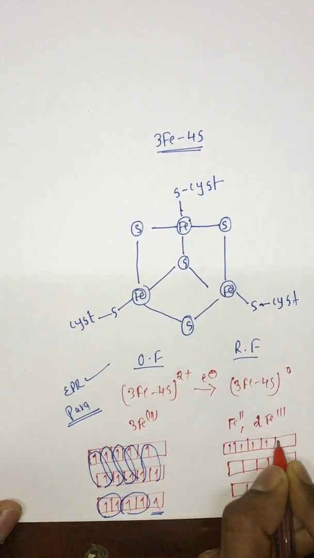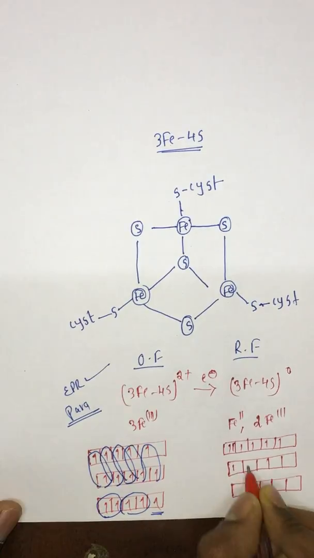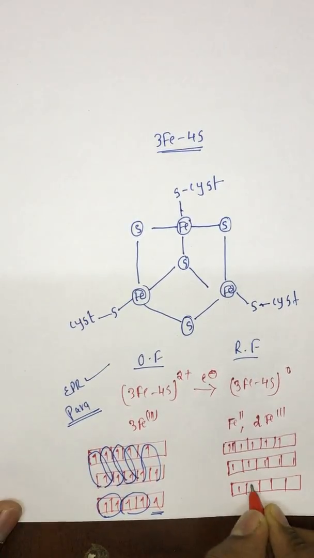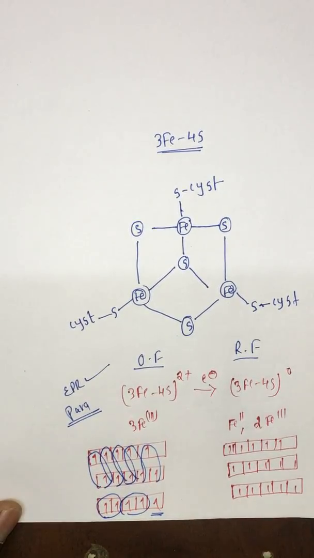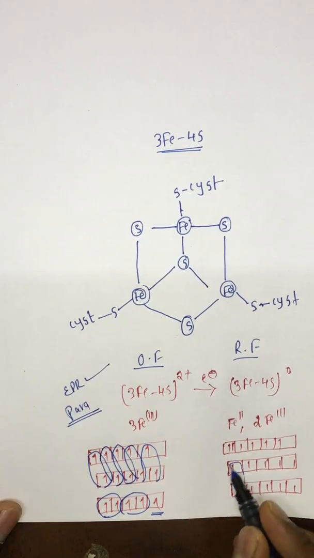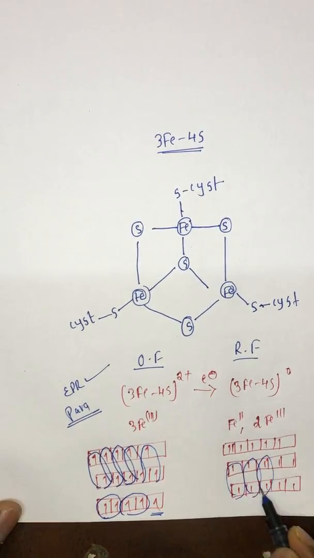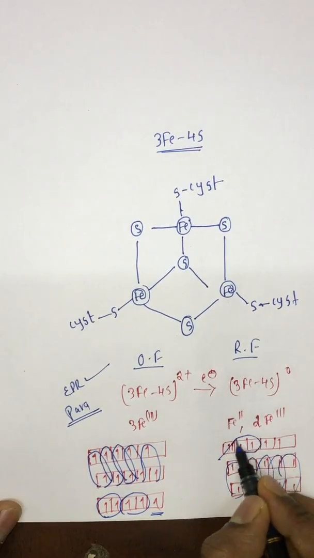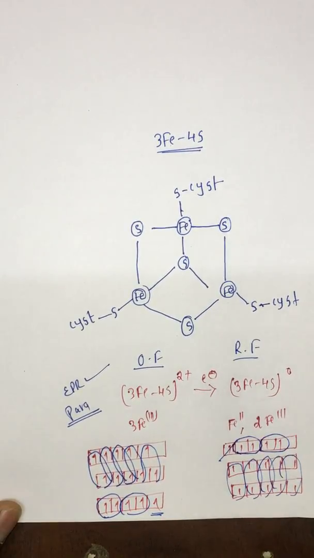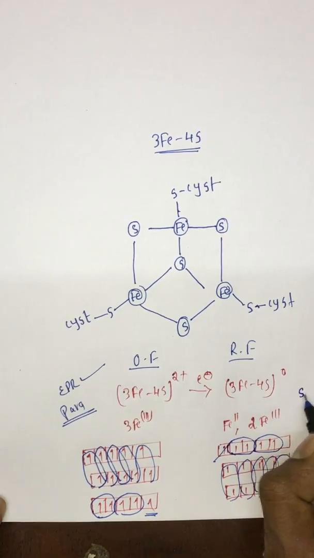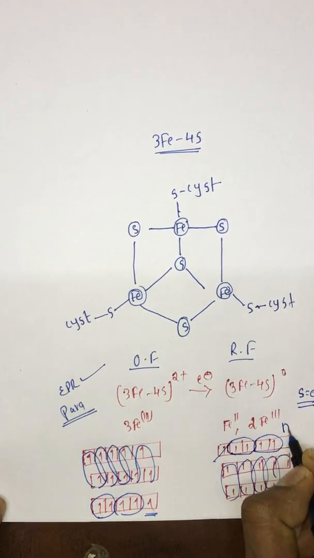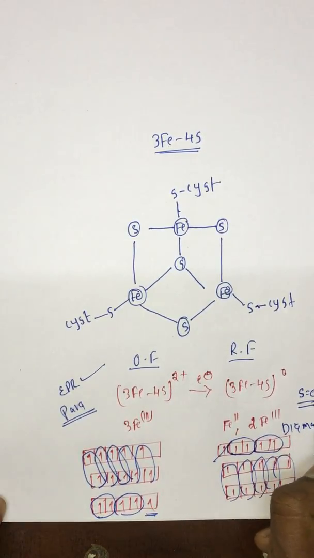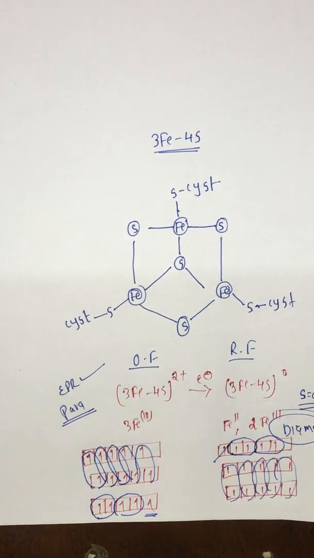1 2 3 4 5 6, 1 2 3 4 5, 1 2 3 4 5. So here also we have antiferromagnetic coupling, and this is already coupled. These two get coupled and these two get coupled. So here the final S is 0. So this is diamagnetic in nature. So this is about the iron sulfur protein. I hope everything is clear. Thank you.